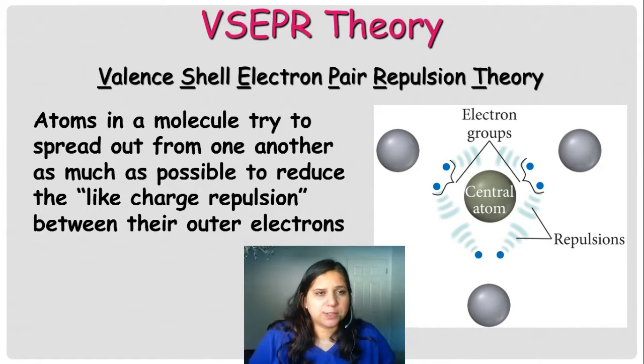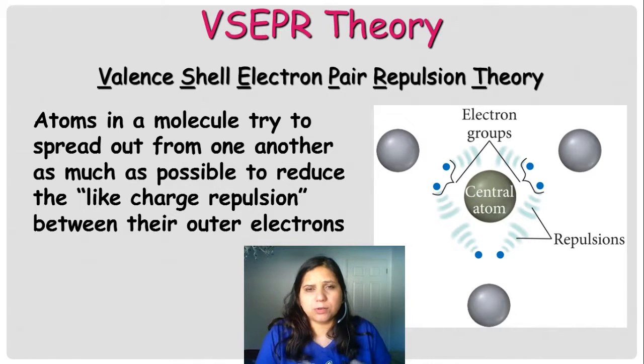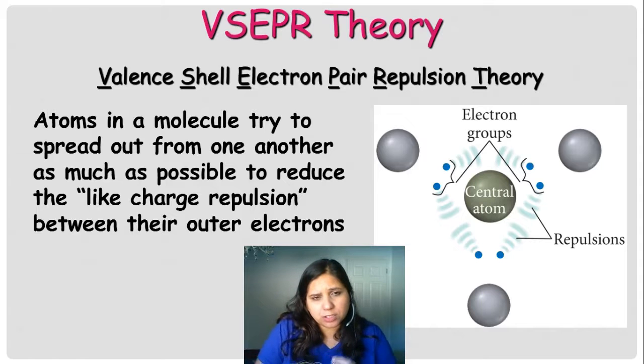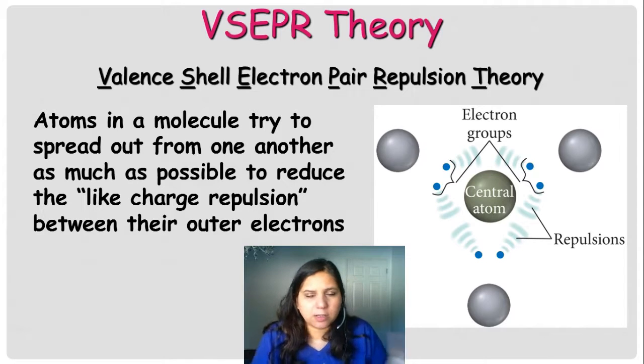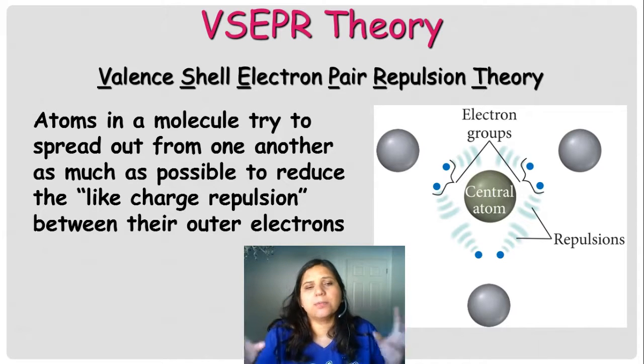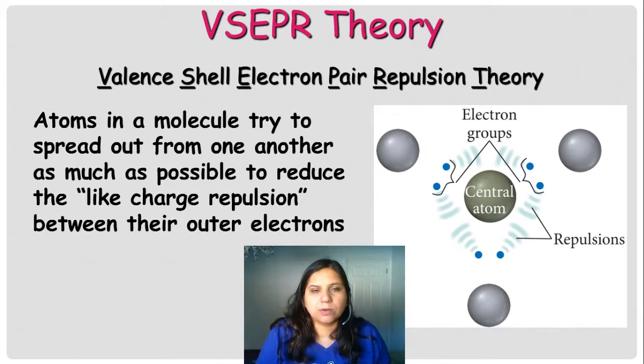So what is VSEPR? Well, one thing we have to know is that electrons are going to try to repel each other because they are like charges. They're going to push each other away. And so in a molecule, you have electrons all around the atoms, and those are repelling each other. And so the atoms that are on the outside are going to push each other away as far as possible. And that's VSEPR.